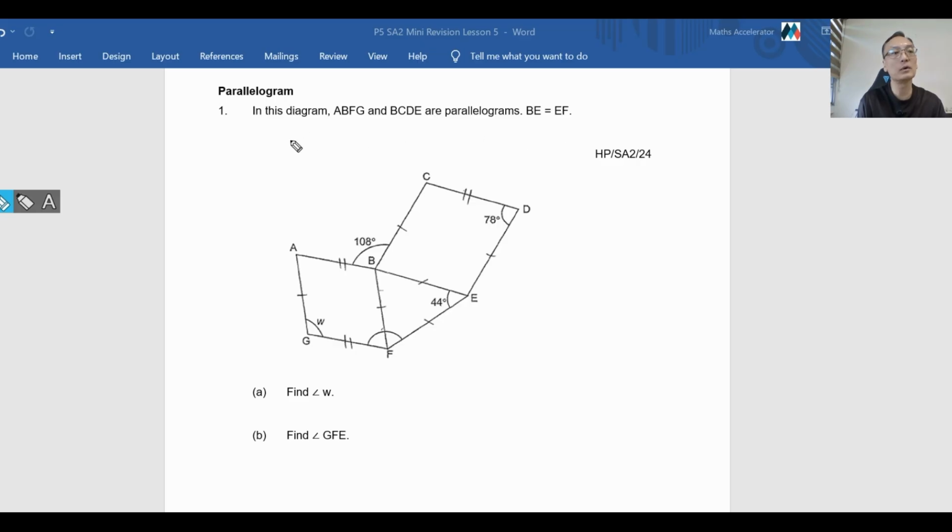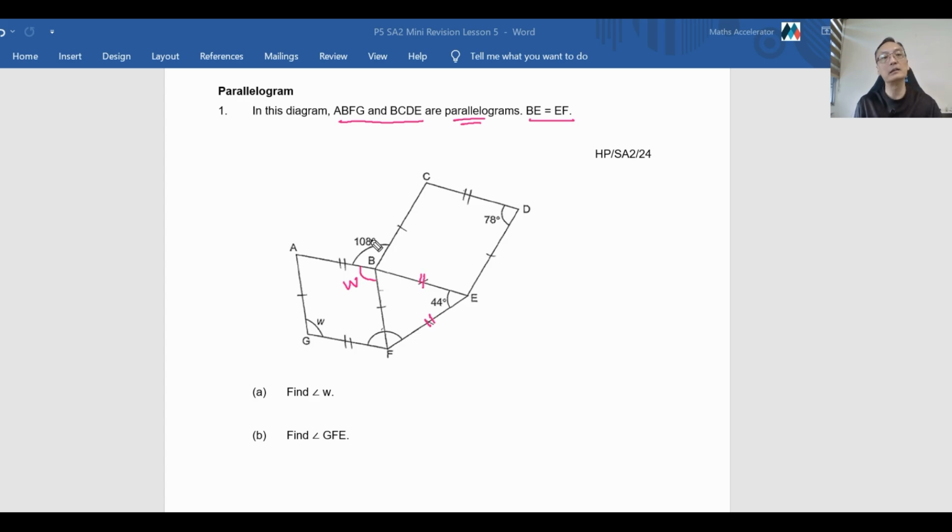So let's see what we can underline. We have two parallelograms, and we were told that BE equals EF. That means if these two lines are equal, we have an isosceles triangle, right? That's the first thing we notice. And the second thing is, if you need to find angle W, angle W is inside a parallelogram, and we know that opposite angles in the parallelogram are equal. So over here, this portion is equal to angle W as well.